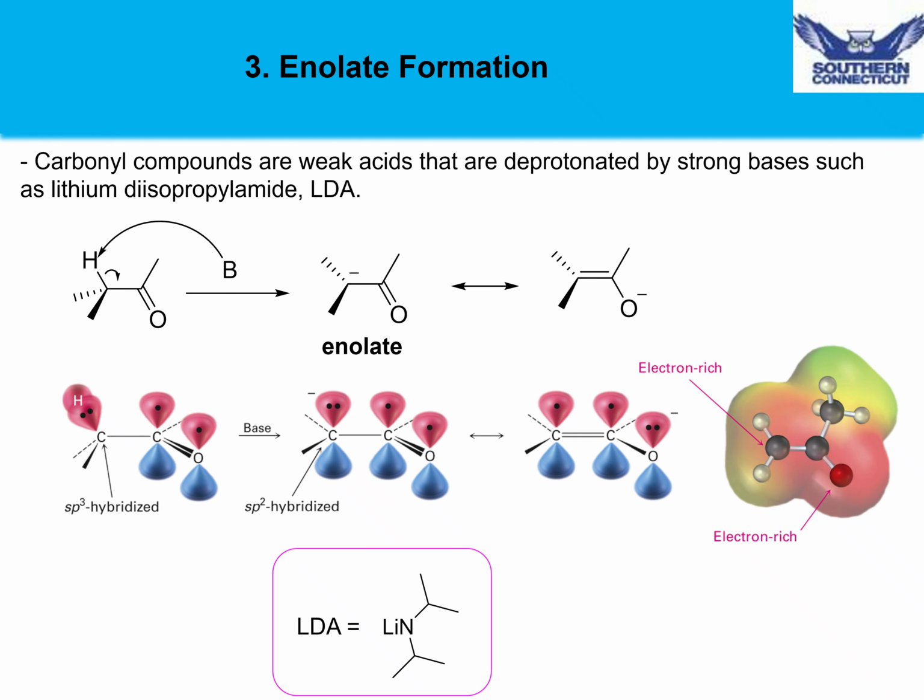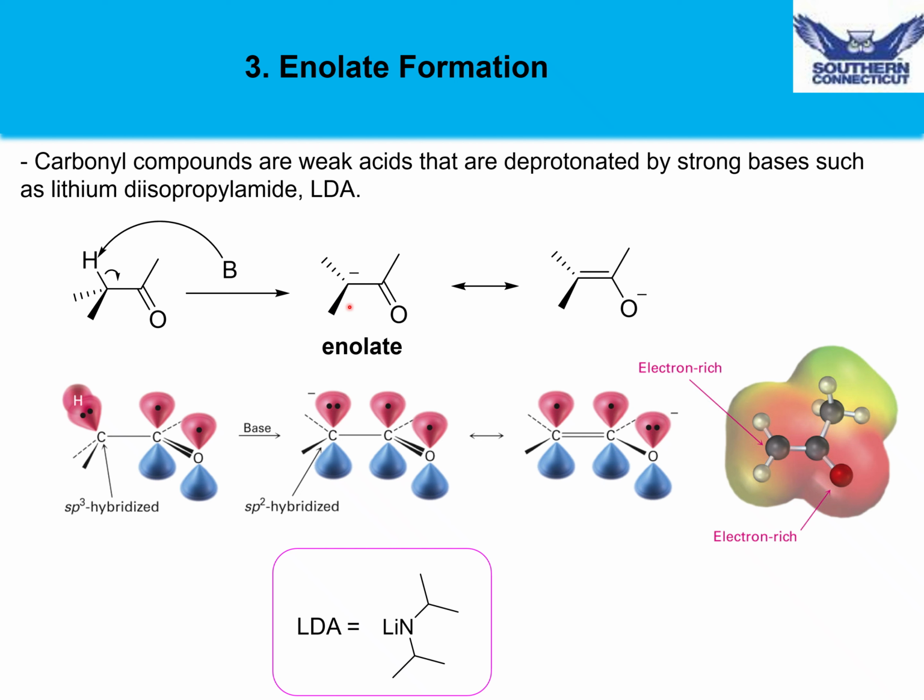Carbonyl compounds like aldehydes and ketones are considered weak acids that can be deprotonated with strong base, such as lithium diisopropylamide or LDA. As shown in this example, if we have a ketone and we add base, we can remove an alpha hydrogen. That leads to a negative charge on this carbon, producing an enolate. Enolates are the conjugate base of a ketone, an aldehyde, or other carbonyl compounds.